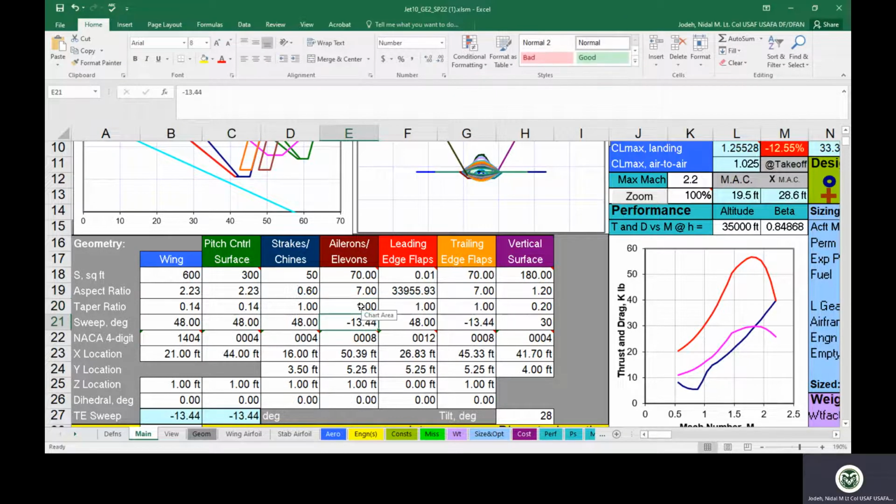Okay, I'm going to leave this for now. Let me see what happens if I set this equal to that. Oh, good, it works. Okay, I'm not going to change the NACA 4-digit. I'm going to equalize the location. That should line those up. I'll equalize the Y position. I never mess with that. The Z position, I never mess with. It should be connected with the wing. If the wing moves up, it should all be moved the same.